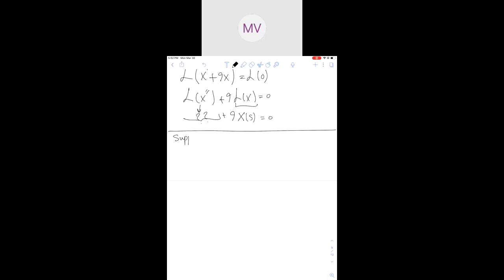Okay, suppose the Laplace of f of t we identify by F of s. Now, the question is, what's the Laplace of the derivative of f? What's the Laplace of f prime in terms of F of s? What is this guy in terms of F of s?